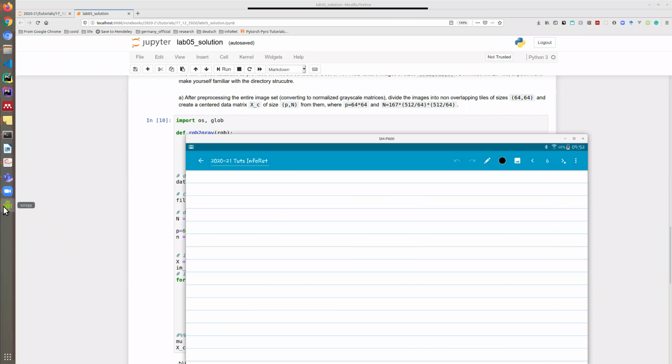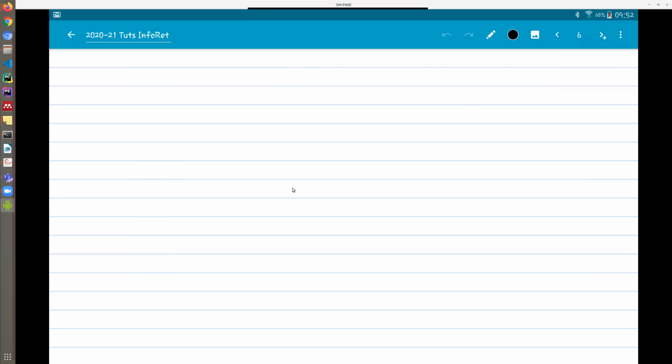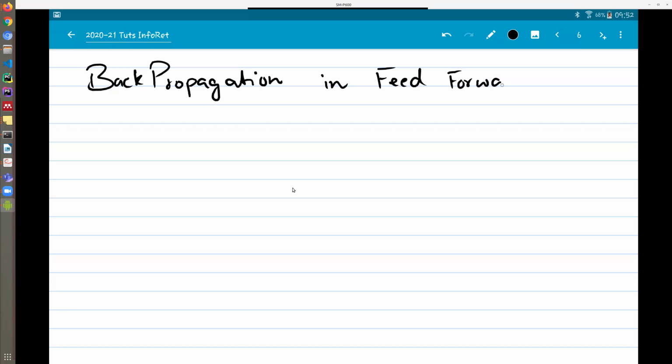So let's proceed. What we are discussing today is back propagation in feed forward neural nets. Okay. So the first thing that you need to keep in mind here is that back propagation is very similar to the chain rule.